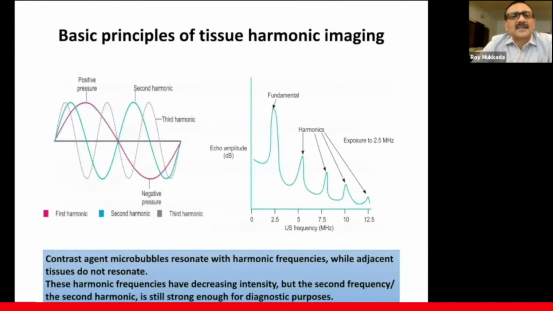See, here you can see that there are three waves. One is the first harmonic, which is the red color, then the second harmonic, which is the blue color, and the third harmonic, the dotted. So we are only focusing on the second harmonic. The contrast agent microbubbles resonate with harmonic frequencies while adjacent tissues do not resonate. That's very important. And the other frequencies have a decrease in intensity. You can see that as the other frequencies are removed, the second harmonic will be showing very clearly.